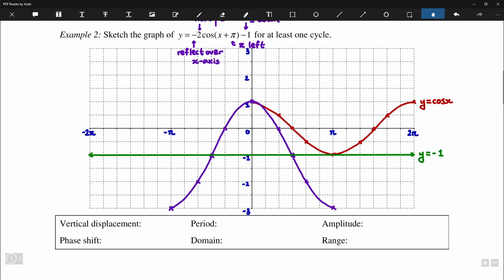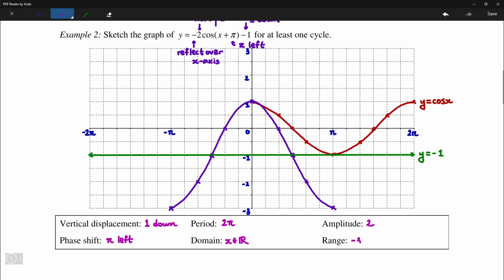So now let's look at the properties of this graph. We already have that the vertical displacement was 1 down. The phase shift was pi to the left. The period remains unchanged, so this is going to be 2 pi. The domain: x is an element of the real numbers. The amplitude, because of the vertical stretch, is now 2. And the range is going to be from negative 3 to positive 1.